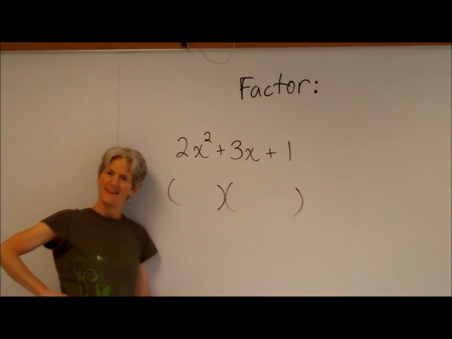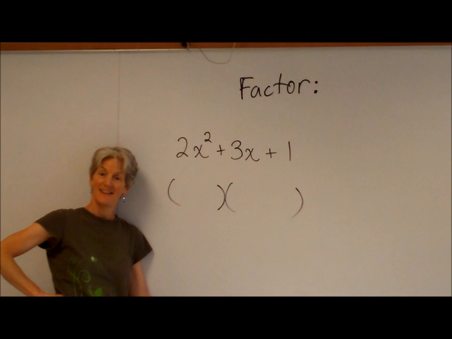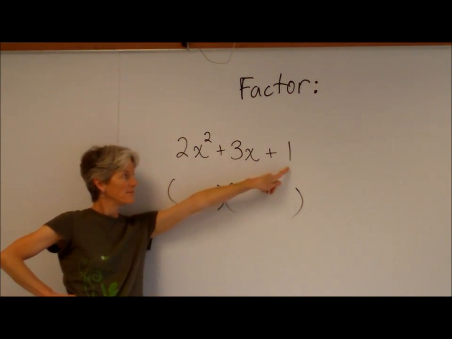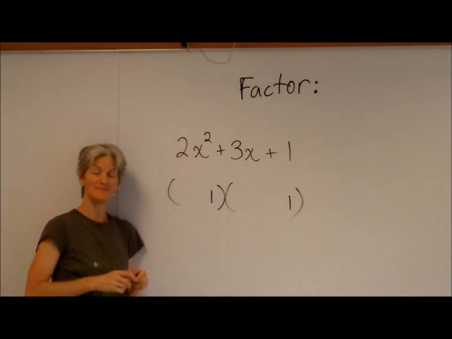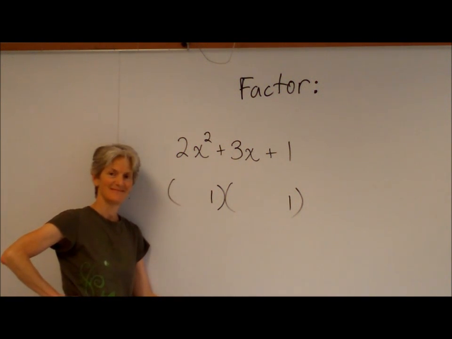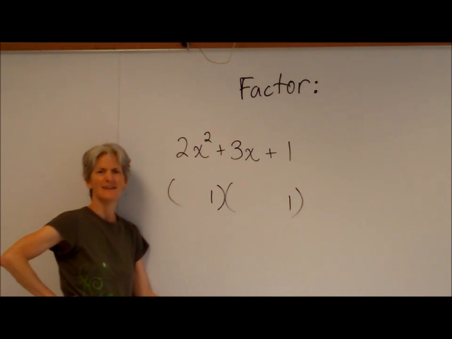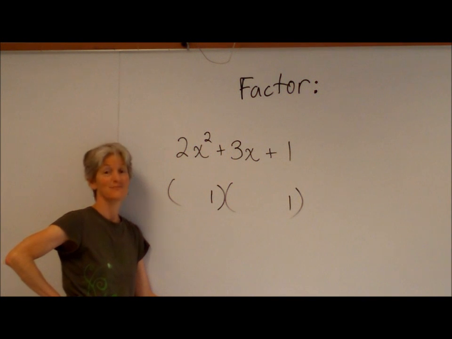It looks to me like for the last term, I need some number times some number which multiplies to give me a 1. So I guess the last numbers would have to be a 1 and a 1. It has to be a 1 and a 1. And then they have to add to give me a 3. Students always say that. 1 times 1 is 1, and 1 plus 1 gives me the middle term, which is 3. How come that doesn't work?